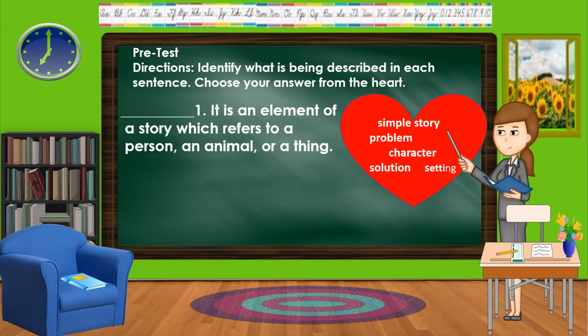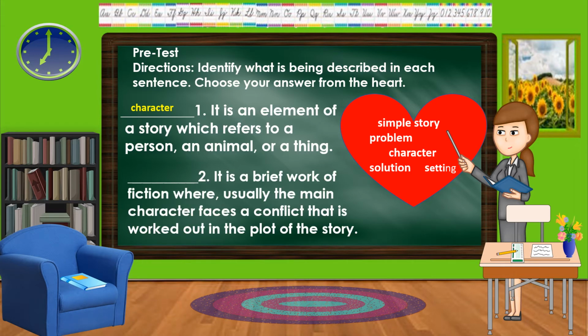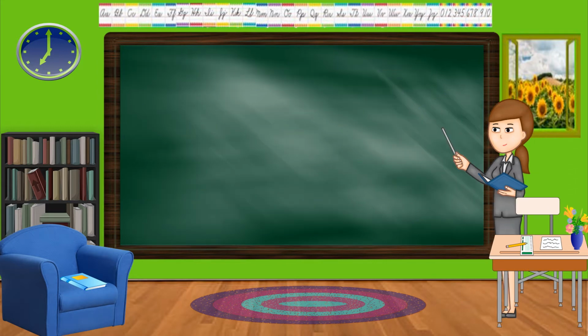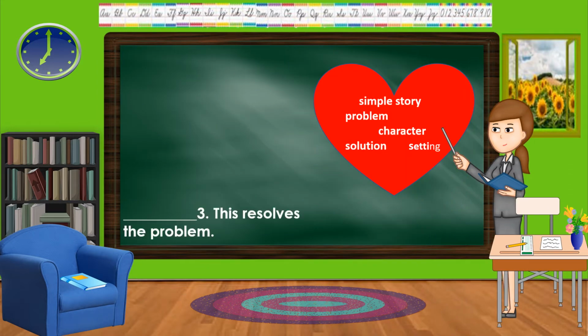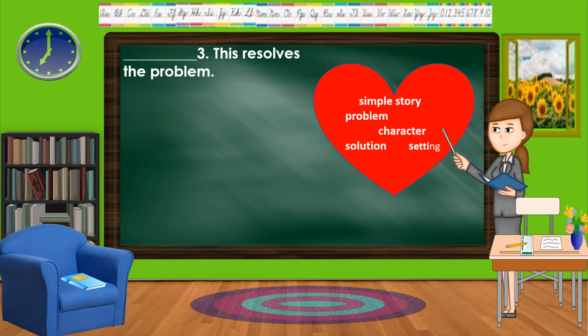The answer is character. Number 2. It is a brief work of fiction where usually the main character faces a conflict that is worked out in the plot of the story. Answer: simple story. Next. This resolves the problem. Answer: solution.